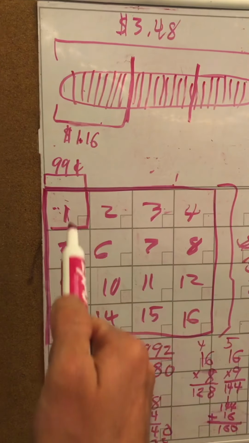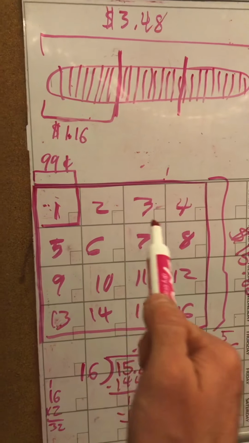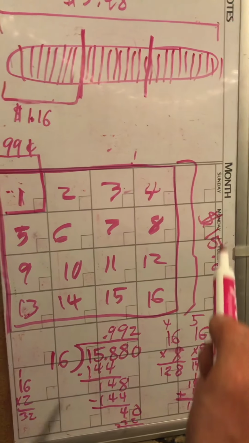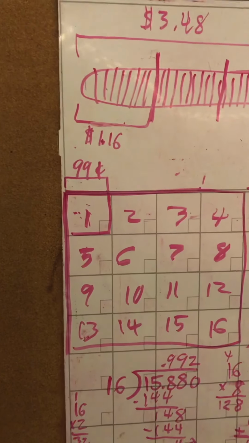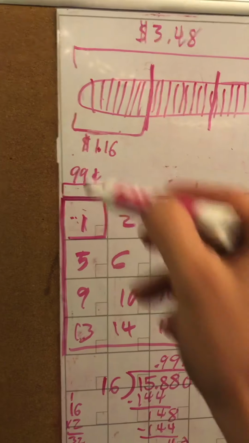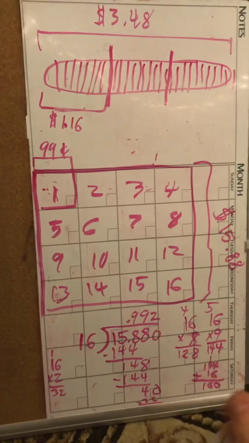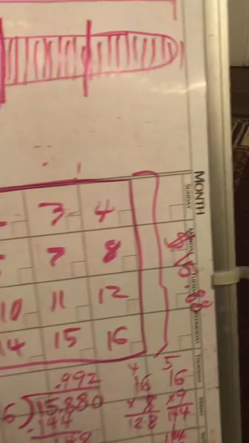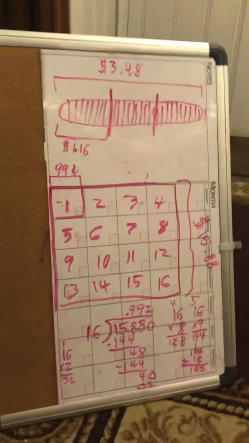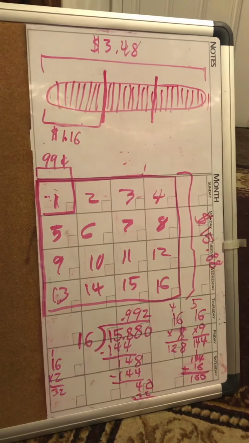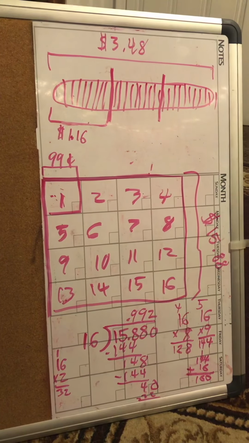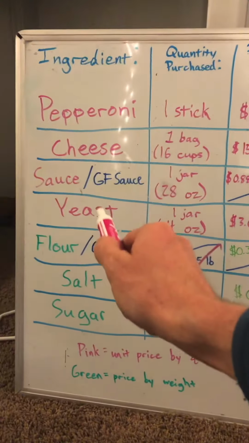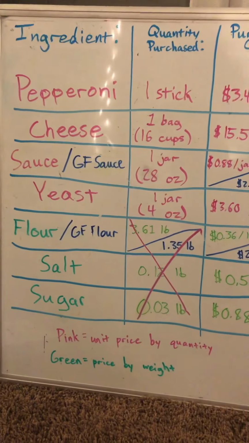Similarly here with this big bag of cheese that's got 16 cups of cheese in it. That costs $15.88 for all 16 cups, that one big bag. But if I calculate the cost of just one cup of cheese, it comes out to about 99 cents per cup. And that's how much I need for one pizza. So conceptually, that's what we're trying to do when we're calculating the cost of ingredients for our pizza. Now we need to do this not only for pepperoni and cheese, but also sauce, yeast, flour, salt, and sugar.